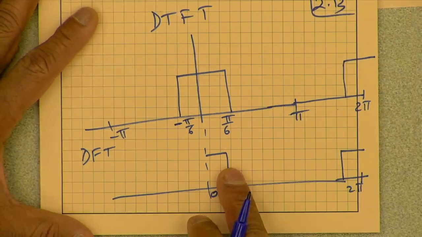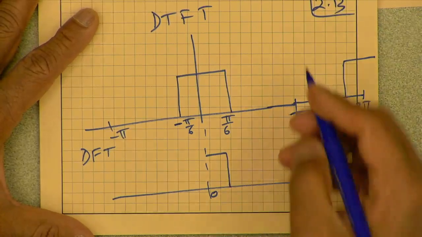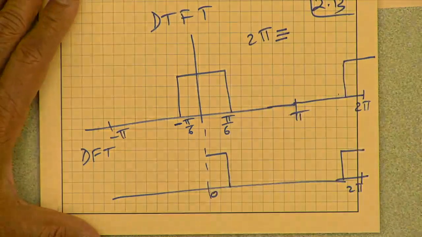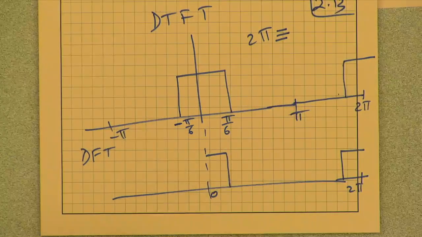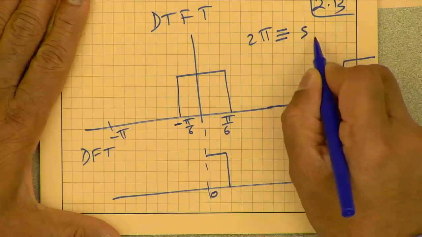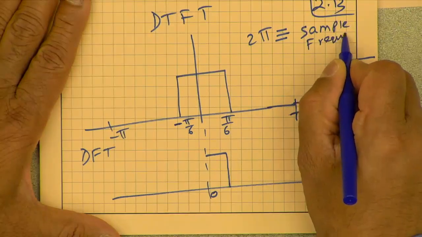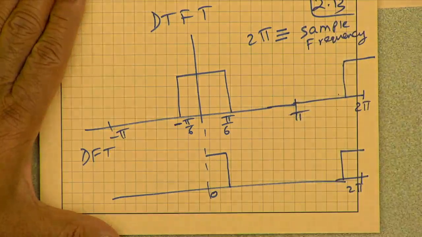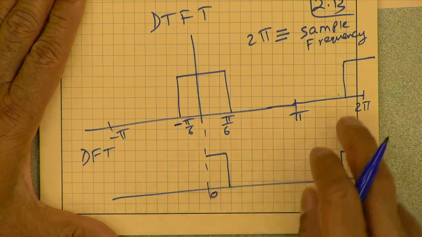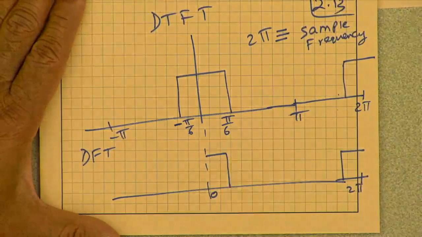Okay, and then think about the notion of pi. So what is pi? Twice pi is equivalent to what? 2 pi is equivalent to what? The sample frequency. So if I sampled at 1 kilohertz, then 2 pi would be 1 kilohertz and pi would be 500 hertz.